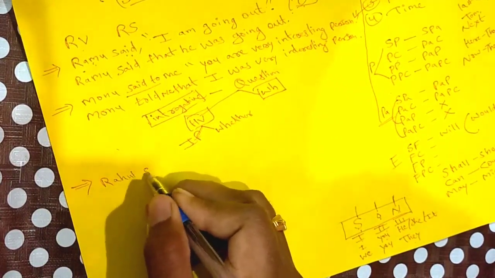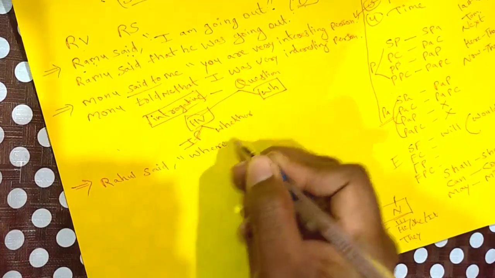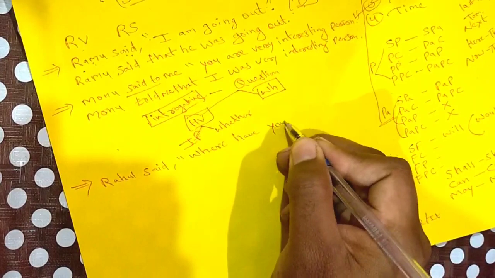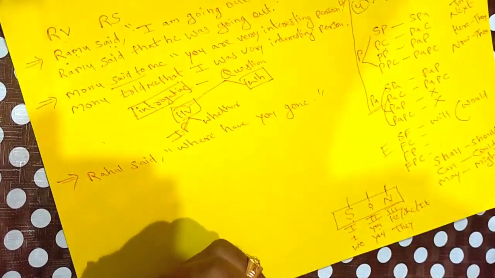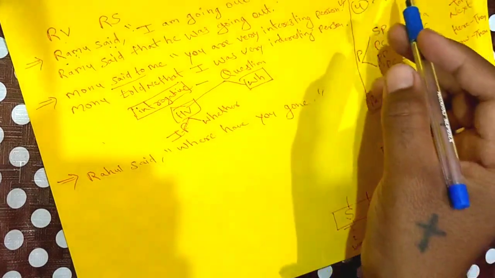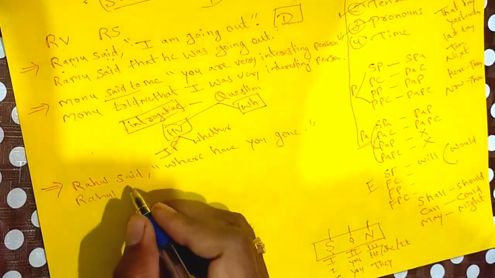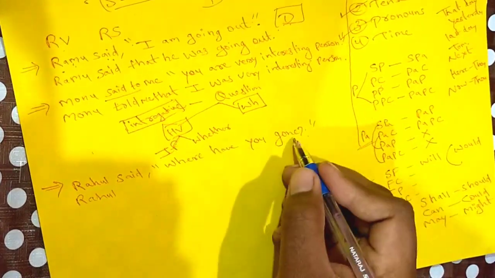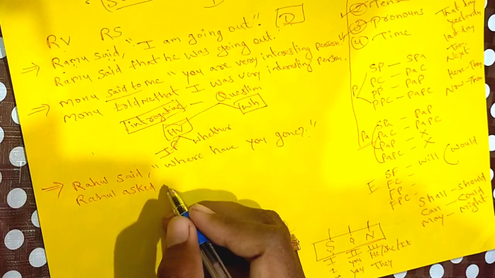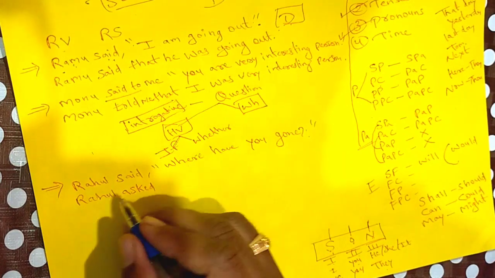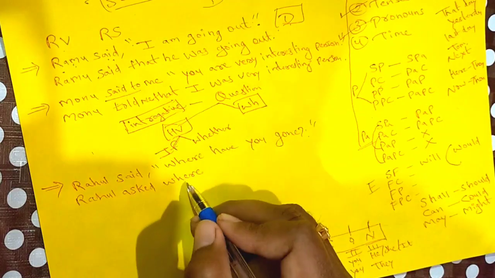Rahul said, "Where have you gone?" Can you guess it? What will be the correct answer? All the rules will remain the same, dear friends. Let's see here. Since it is a question, "where have you gone", we need to use the word "asked": Rahul asked. We do not have to use the word "said". Rahul asked where. As I said to you, this WH family word will remain the same.